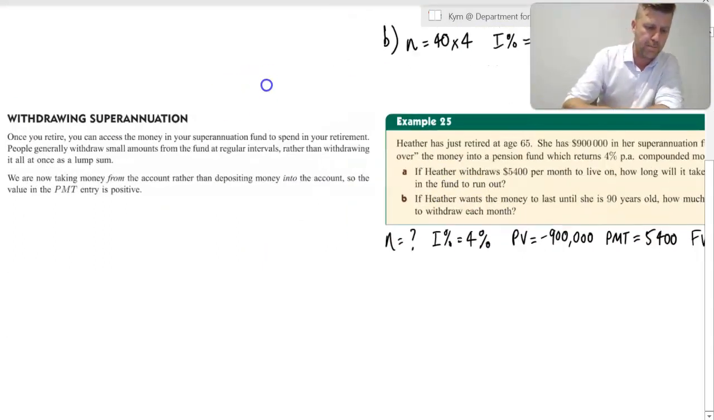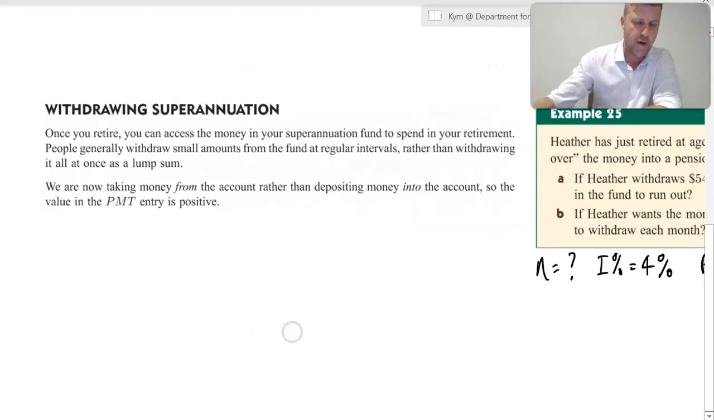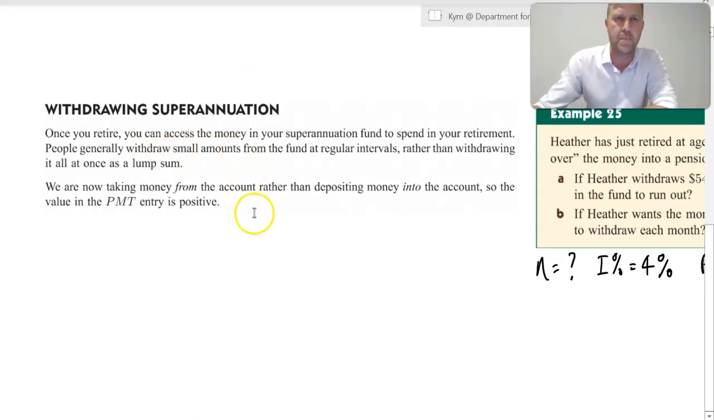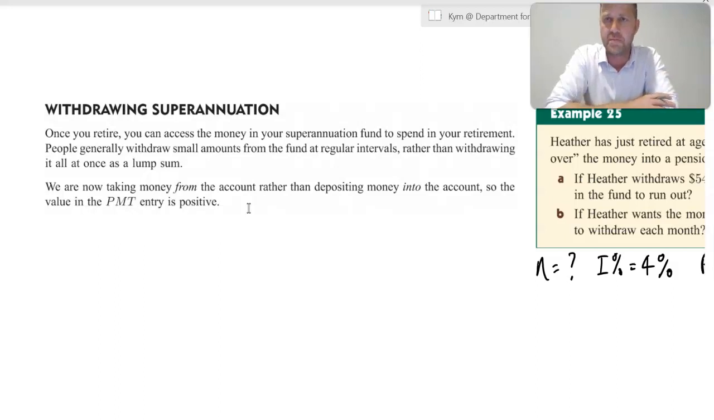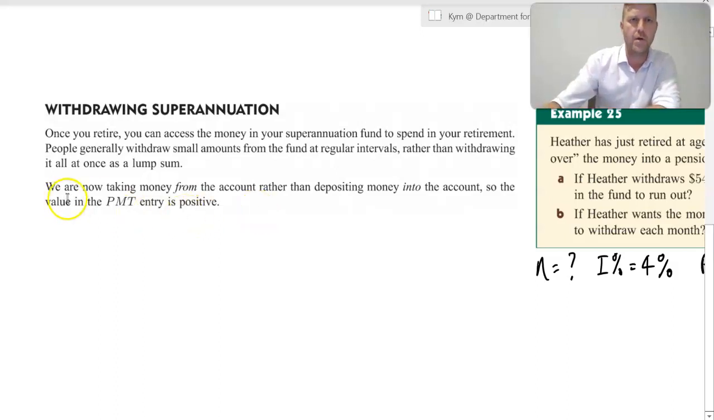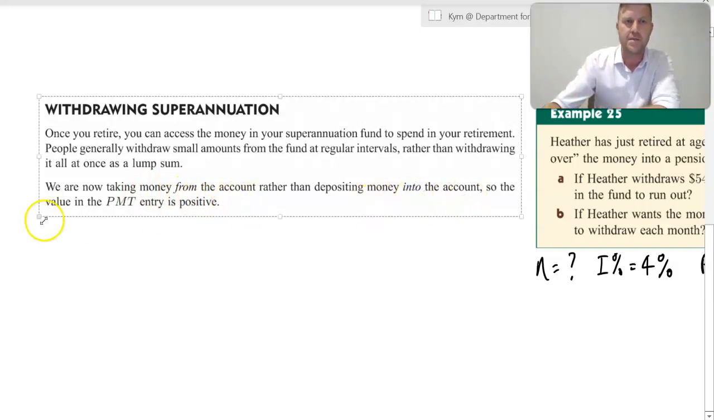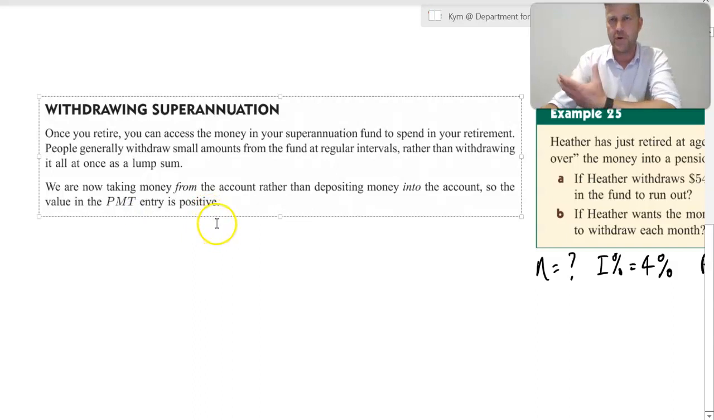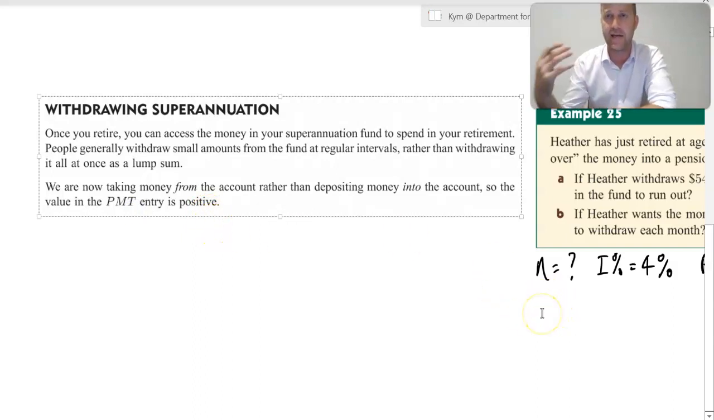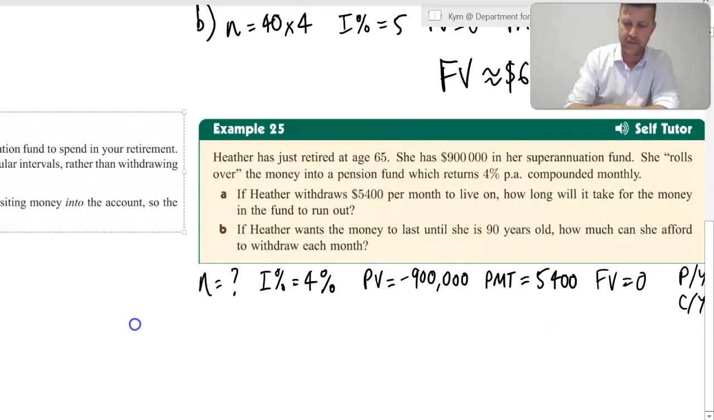So again, straight from the textbook, once you retire, you can access the money in your superannuation fund to spend in your retirement. Most people will take a little bit out at a time rather than taking it out in a lump sum. So we are now taking money from the account rather than depositing into the account. So the value of PMT is going to be a positive amount now, because we're taking it out of that account.